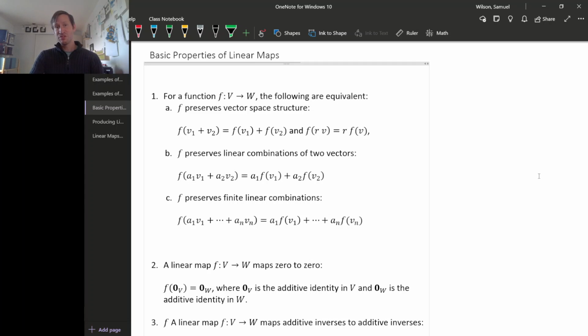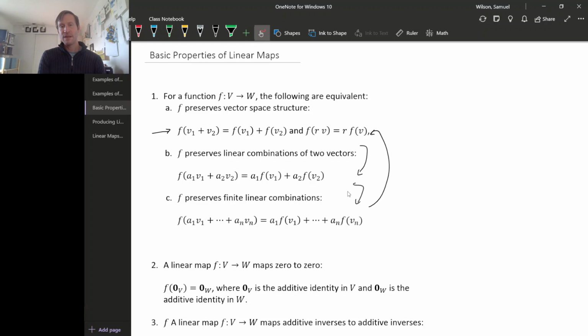Just like with isomorphisms, homomorphisms also have a number of properties that come just from the fact that they preserve structure. The first thing to notice about homomorphisms is that this property of preserving structure, which we define like this, is equivalent, just like with isomorphisms, to preserving linear combinations of two vectors, and that's also equivalent to preserving finite linear combinations of vectors, right? All three of these things are equivalent for exactly the same reasons as when we were working with isomorphisms. The proofs that we wrote down for these didn't actually depend on the fact that we had an isomorphism.